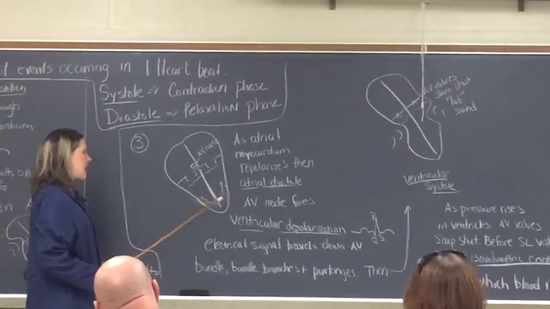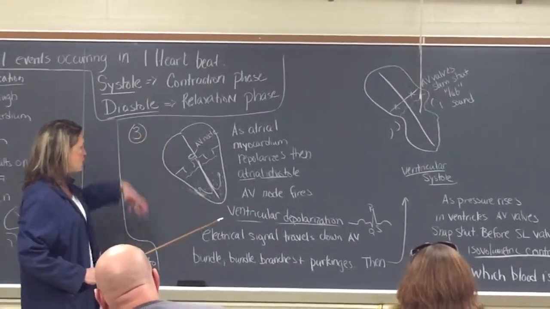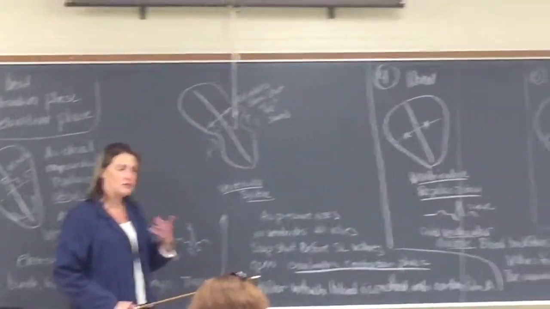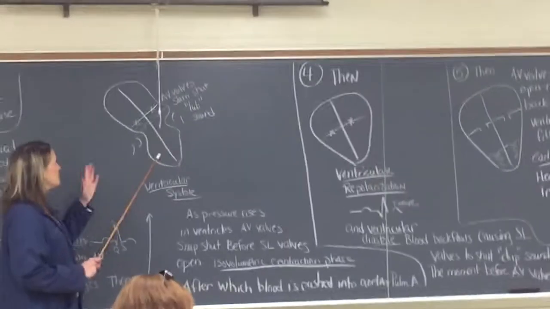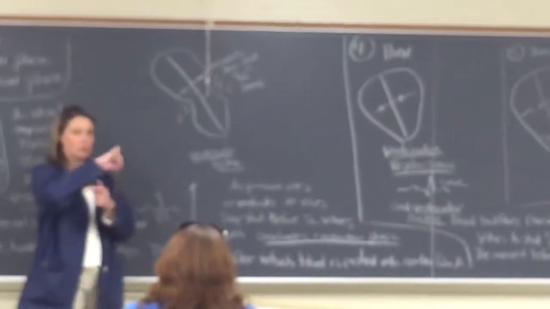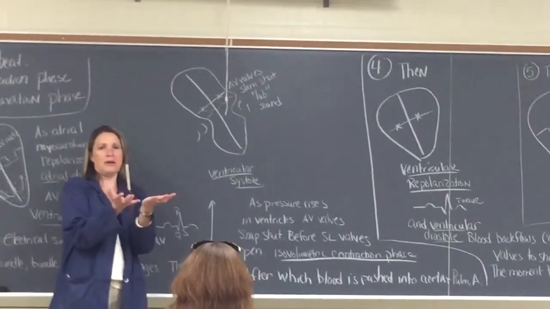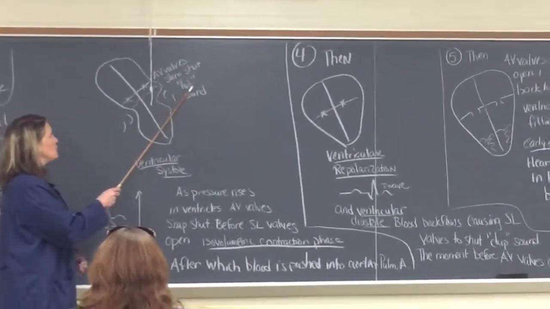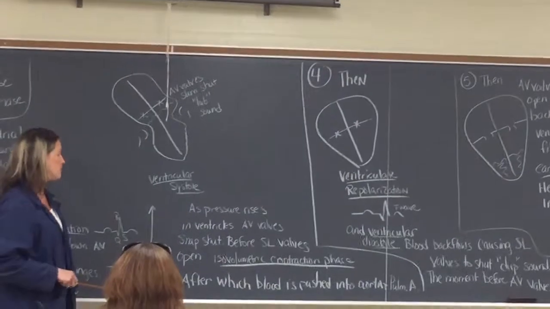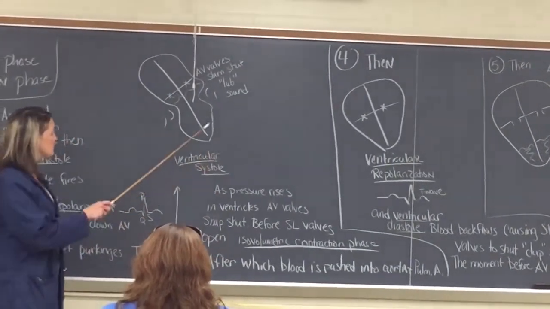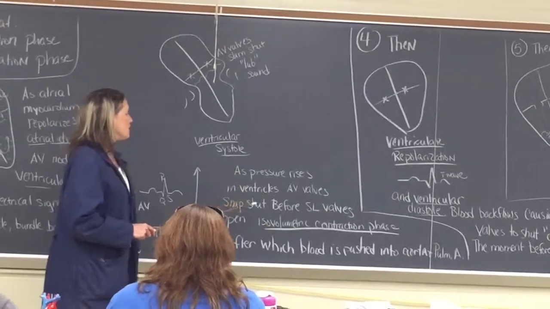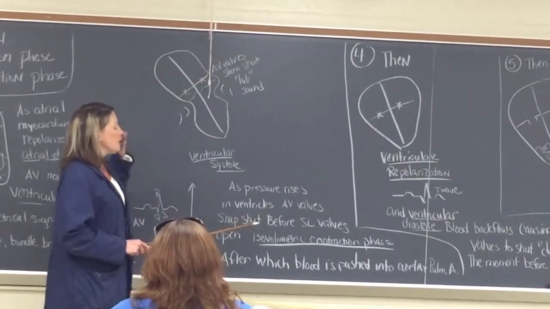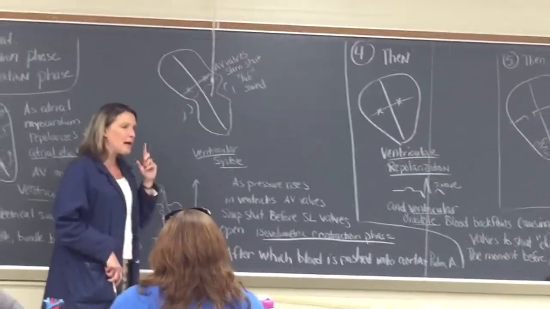After this depolarization wave spreads, we end up with ventricular systole, or contraction of the ventricles. Now, as the pressure in the ventricles rises, it pushes the blood superiorly, causing the atrioventricular valves to slam shut. That's heard as the S1 heart sound, or the lub sound, in auscultation, if you're listening to someone's heart.